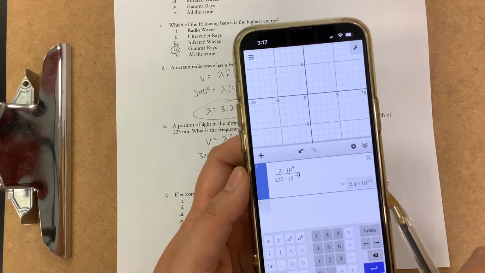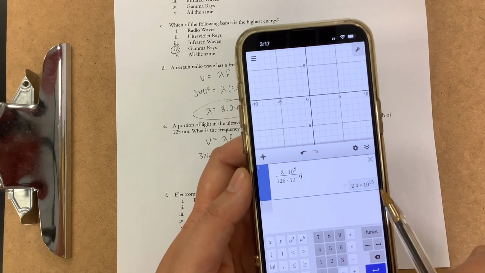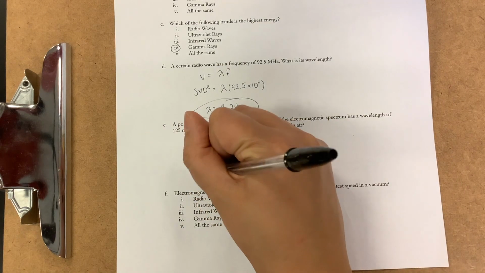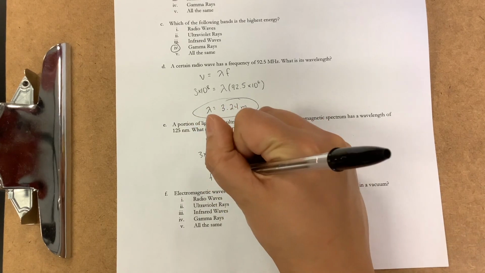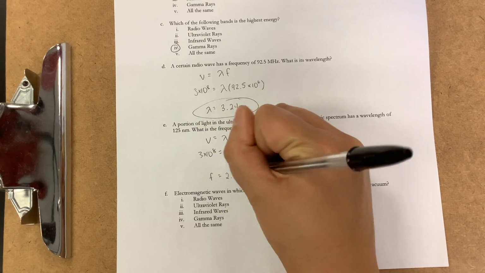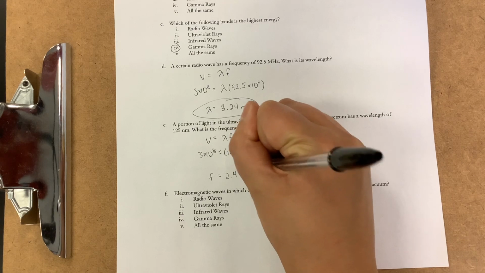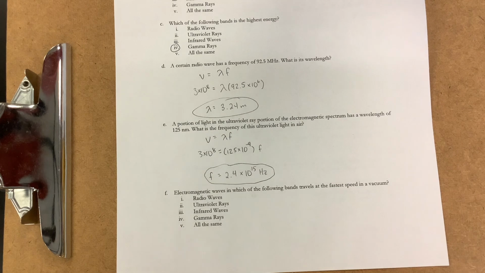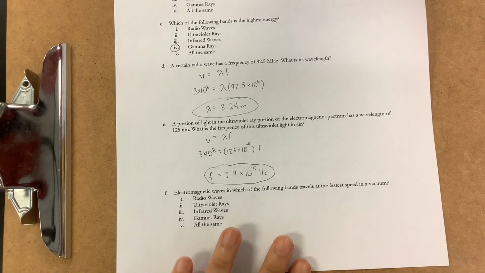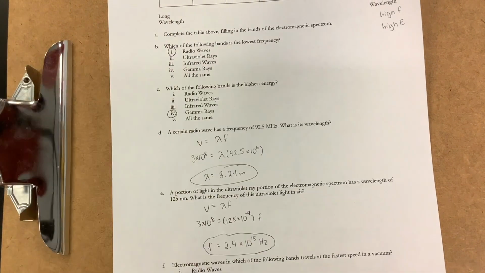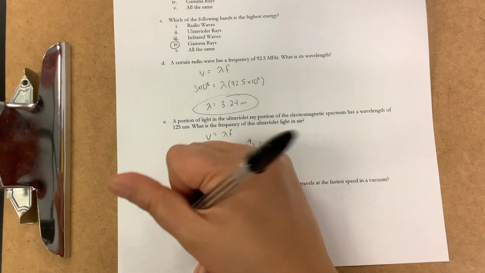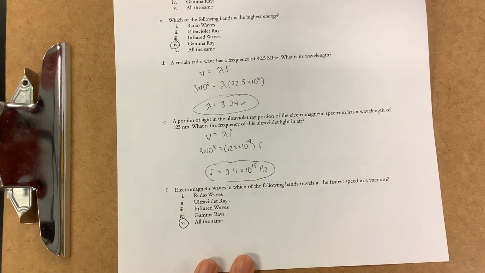And just to check, your frequencies should come out very, very big. You should be coming out with frequencies that are like 10 to the 15th for ultraviolet light, 10 to the 14th for visible light, and even radio, which is the lowest part of the spectrum, even radio waves are in the millions of hertz range. And again, they all travel the same speed of light in a vacuum.